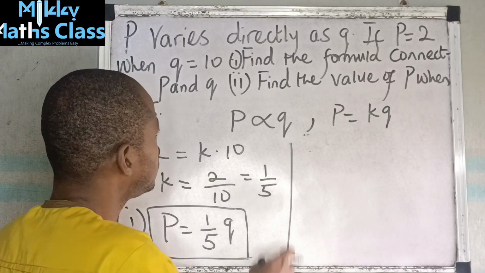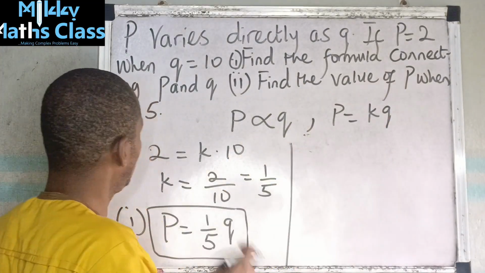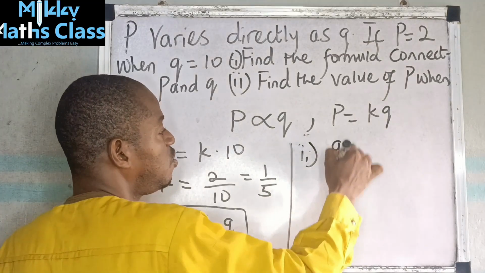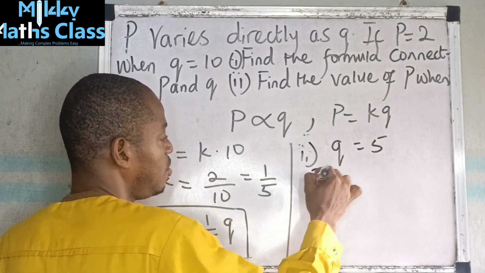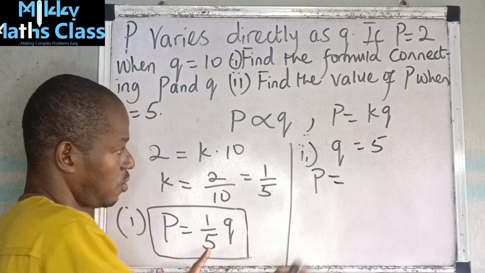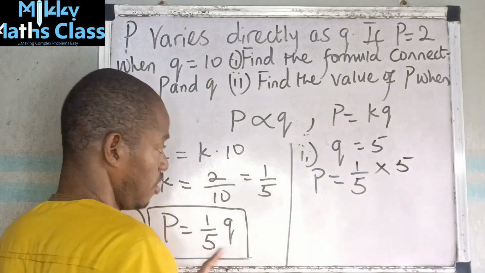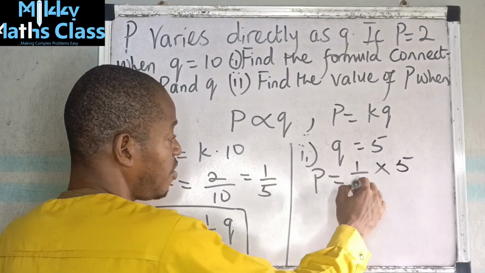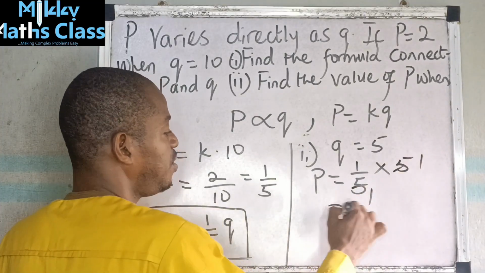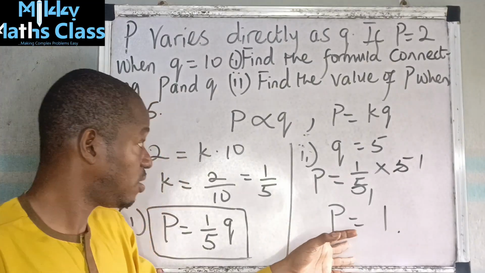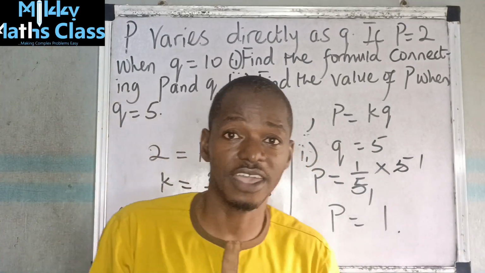Now the second one says find the value of P when Q is 5. So when Q is equal to 5, our P will be equal to 1 over 5 times 5, the value of Q being 5. So 5 here, 1, 5 here, 1. So our P is equal to 1. So that's the value of P when Q is 5.